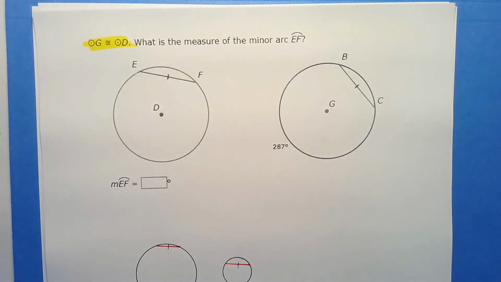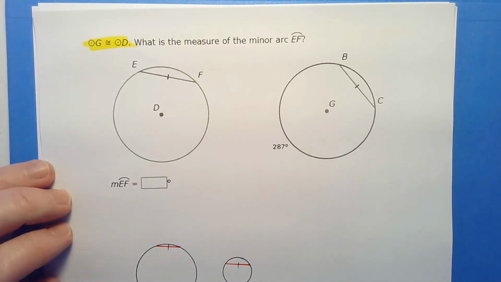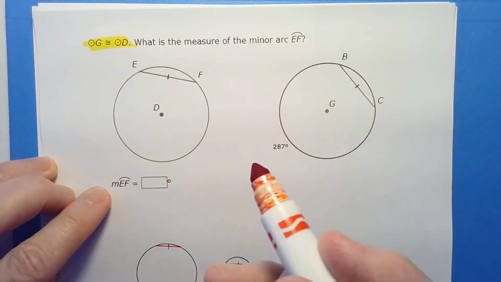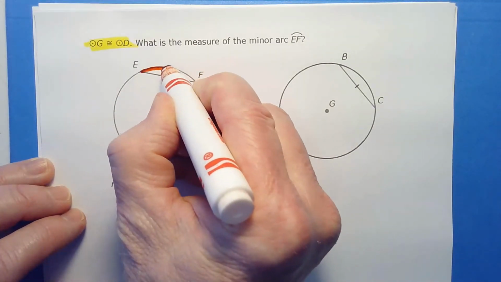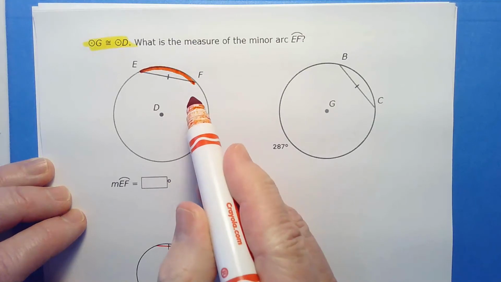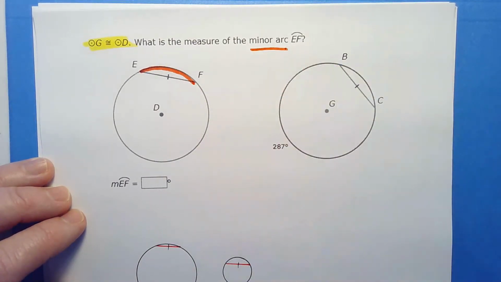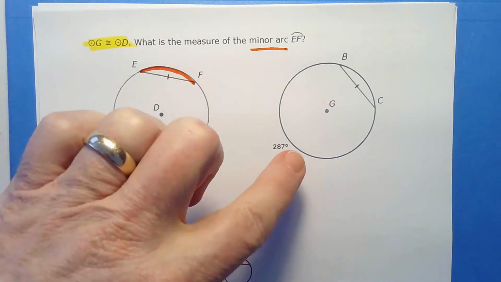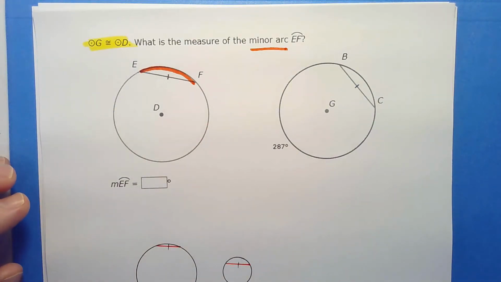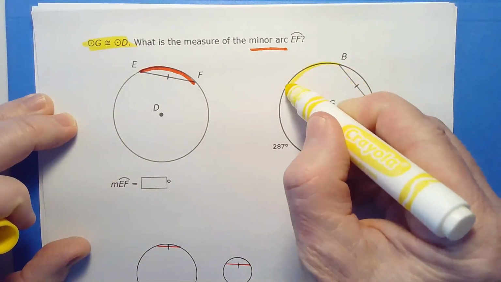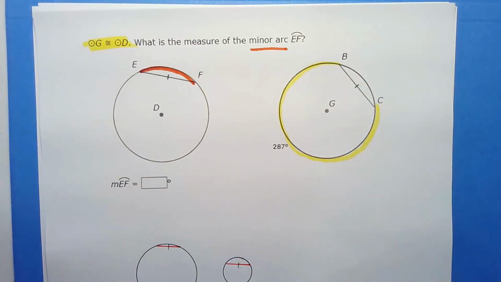All right, so let's now take a look at what we have here. Notice what it's asking for. It's asking for EF, which is right here. It's this minor arc. Notice it even reminded us it's a minor arc. This over here is definitely not a minor arc. I've got 287 going all the way around here. That would be my major arc. So I am going to have to do a little calculating.